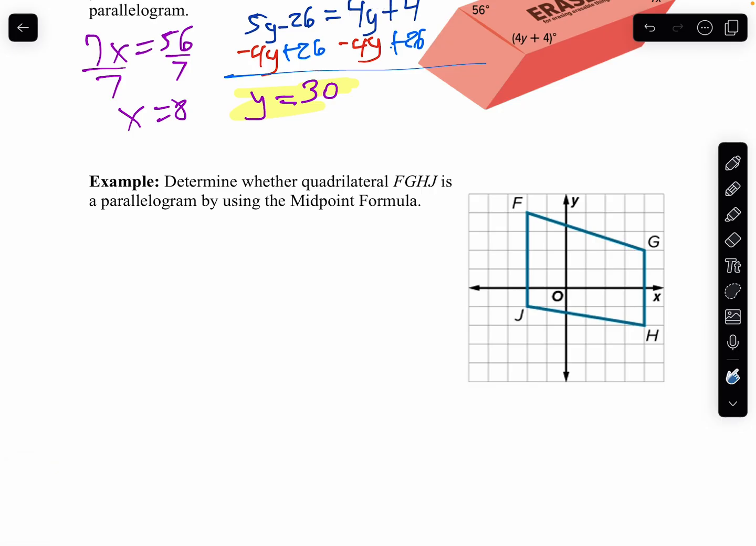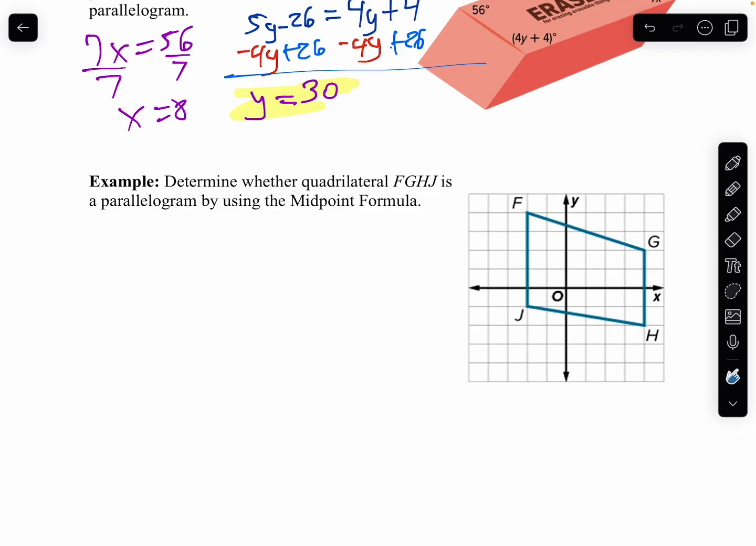Now, what do I do with midpoints on the next example? I want to know if this shape is a parallelogram, and if it's a parallelogram, I want to use midpoints to find that. Well, first off, let's find the coordinates of each of our points.